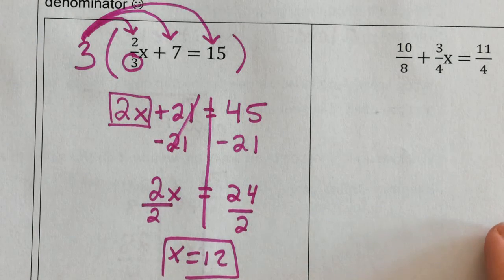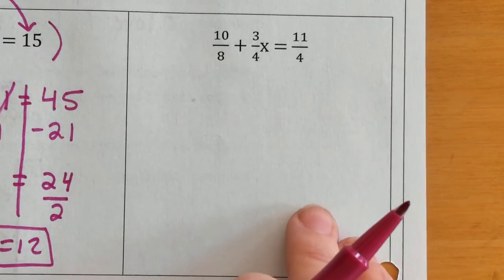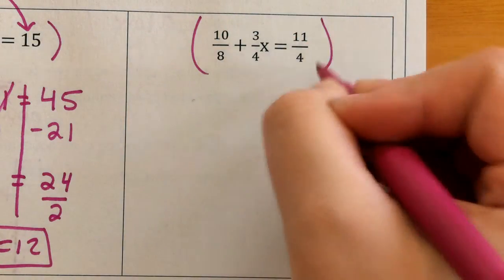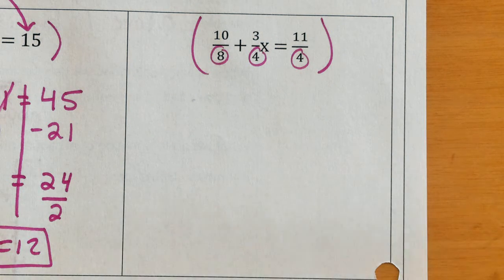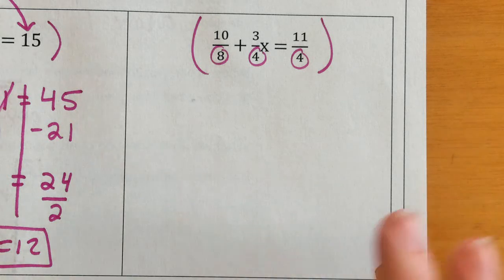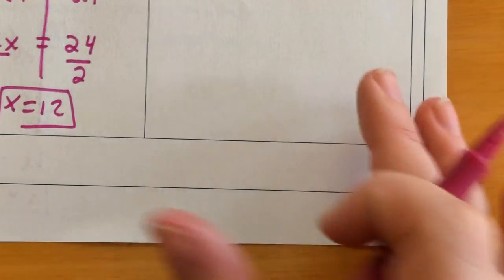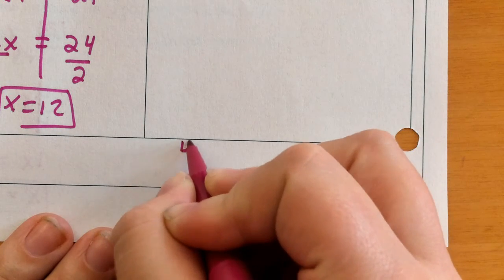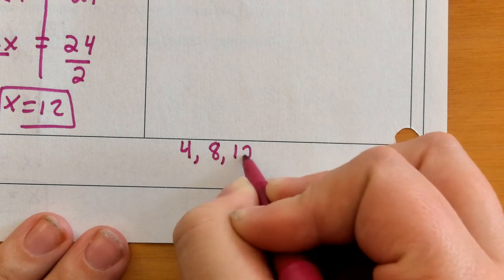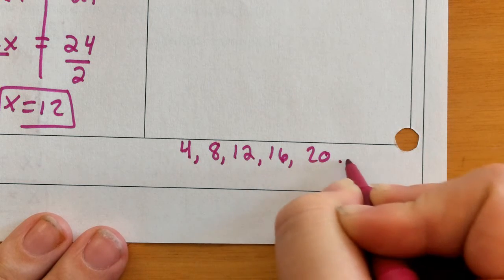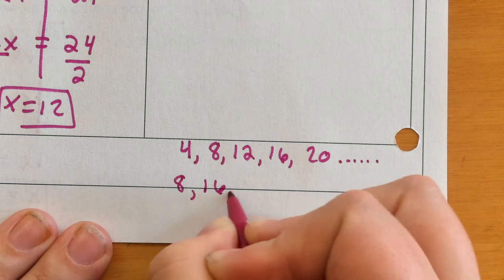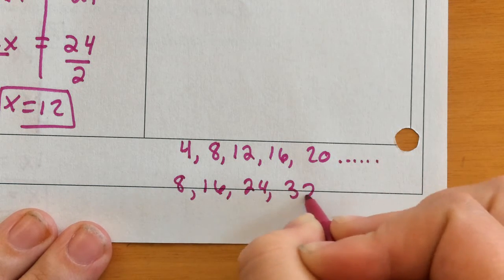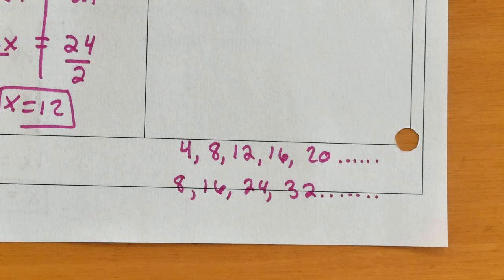With this next example, we're going to do the same exact thing, but there's two different denominators. We have 8 and we have 4. So we have to find a common denominator. The easiest way to do this is to count by each number. If we count by 4s, we'd have 4, 8, 12, 16, 20, and so on. If we count by 8s, 8, 16, 24, 32, and so on. What we're looking for is a number that's in both lists.